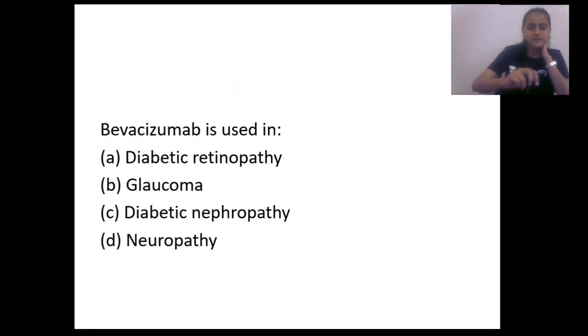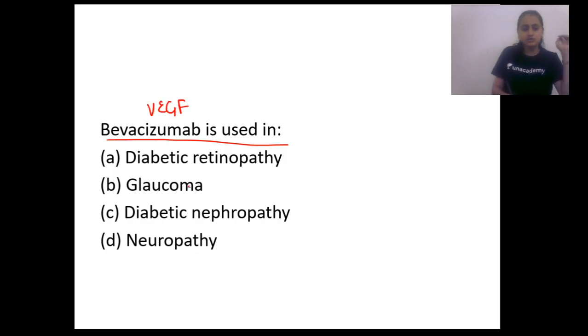Remember that. Now, you know that bevacizumab is against VEGF, but the question asked in one of the NEET exams is, bevacizumab is used in. So, even if you have not read this, you know that it is against VEGF. What do you think will be the answer to this?